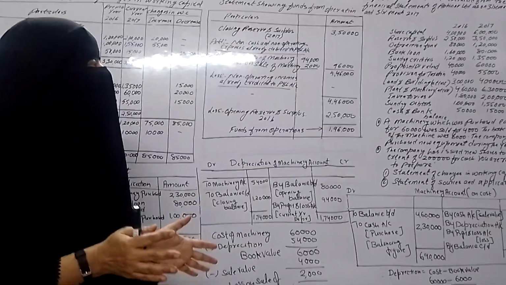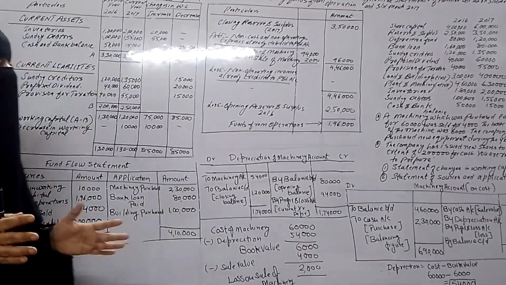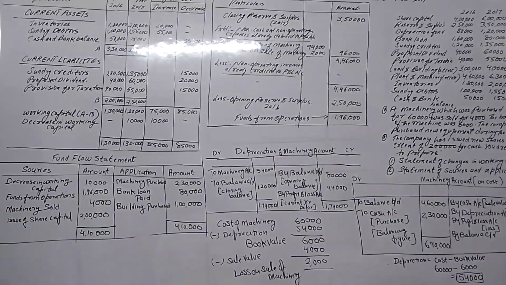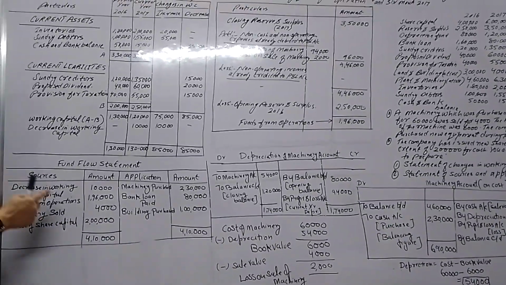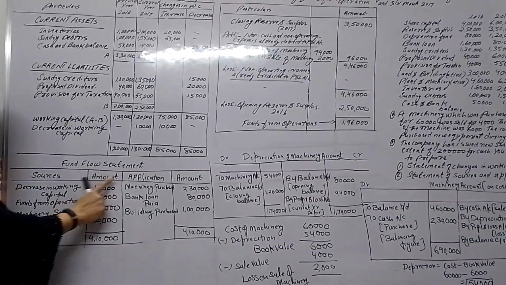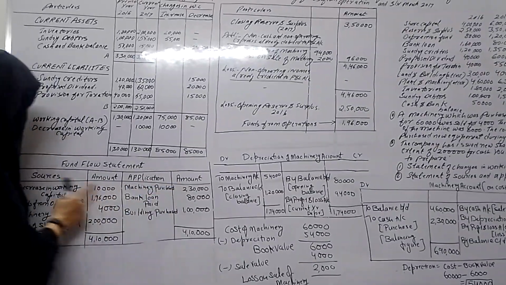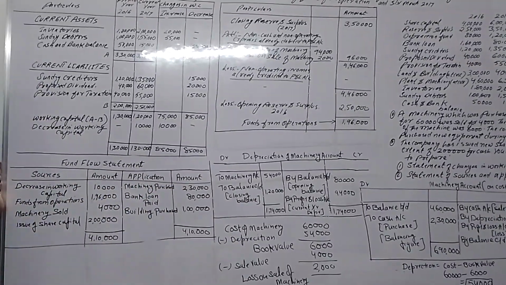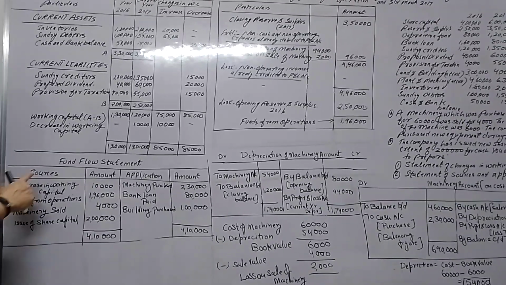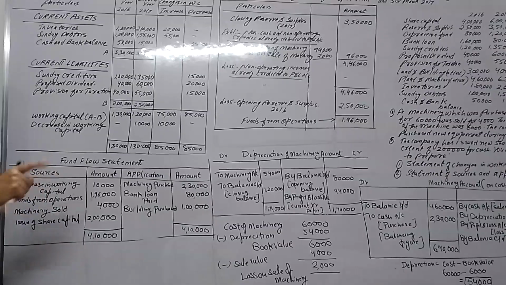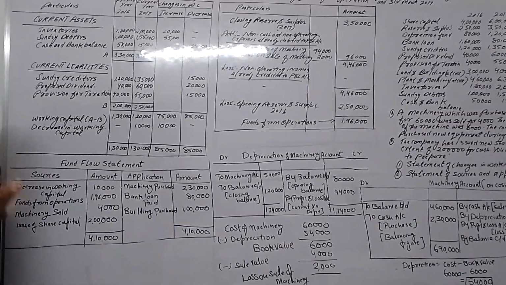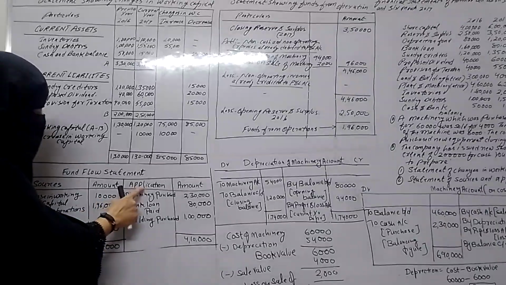Now the last statement, that is the statement of sources and application of funds, that is the fund flow statement. Here we have sources, amount, application, amount. On the sources side, whatever funds we are getting, the inflow of funds, we have to write. And whatever funds we are utilizing, the outflow, that comes on the application side.